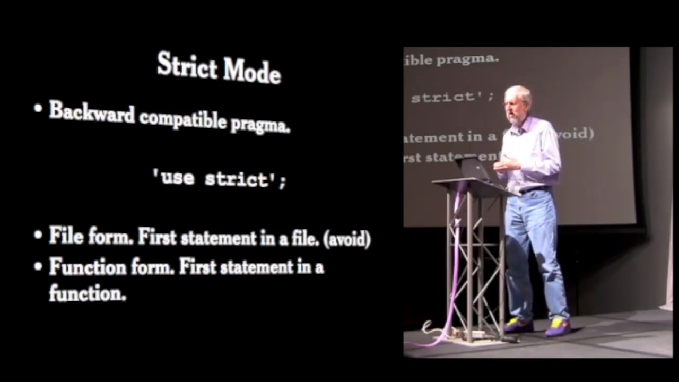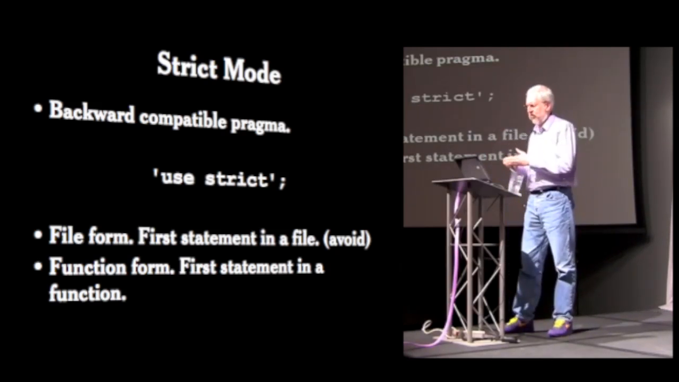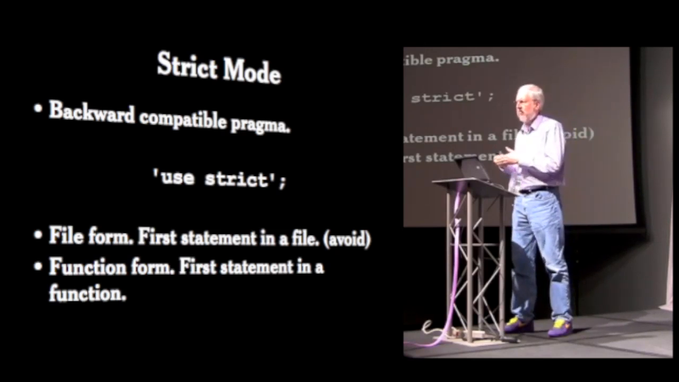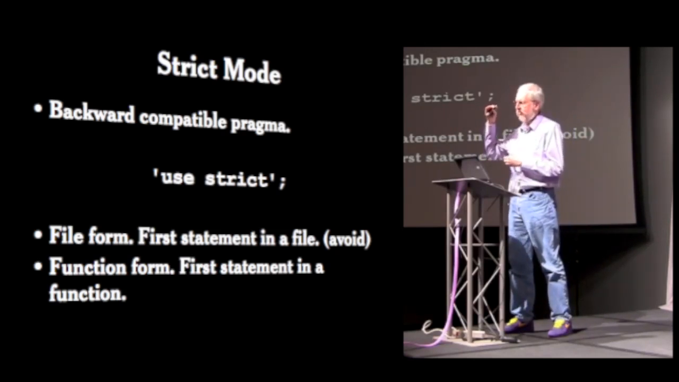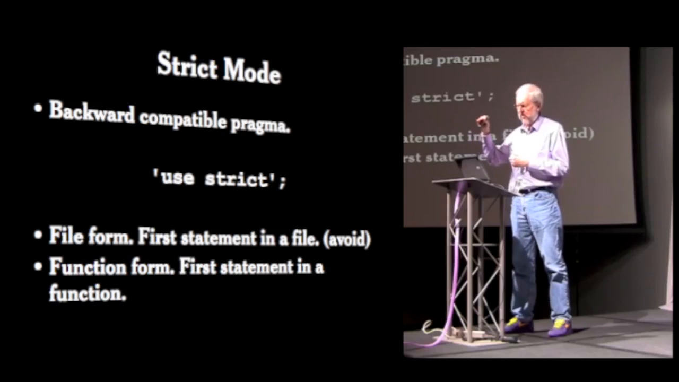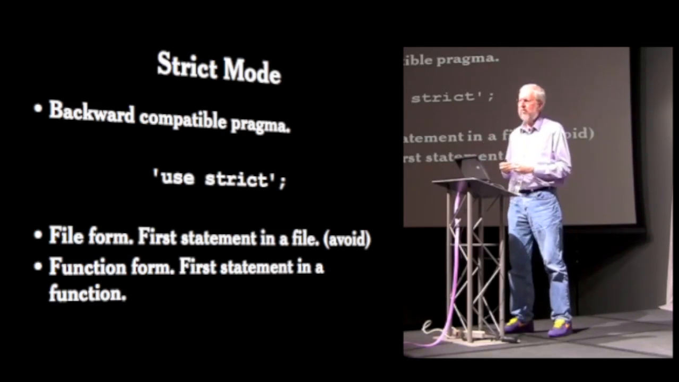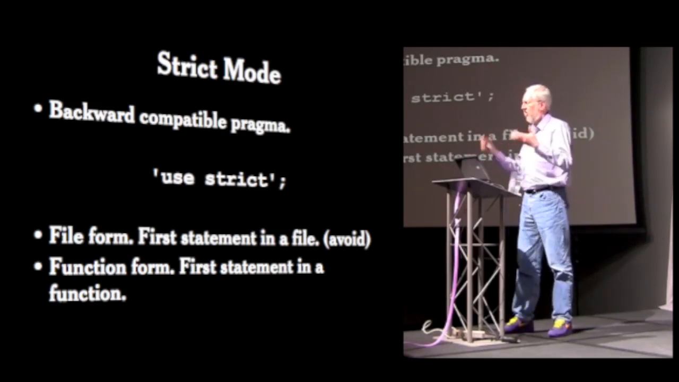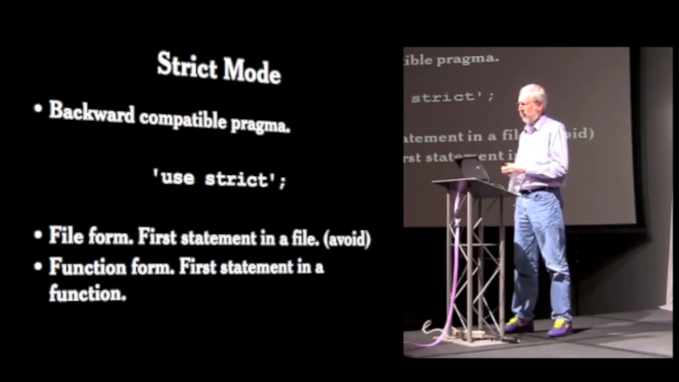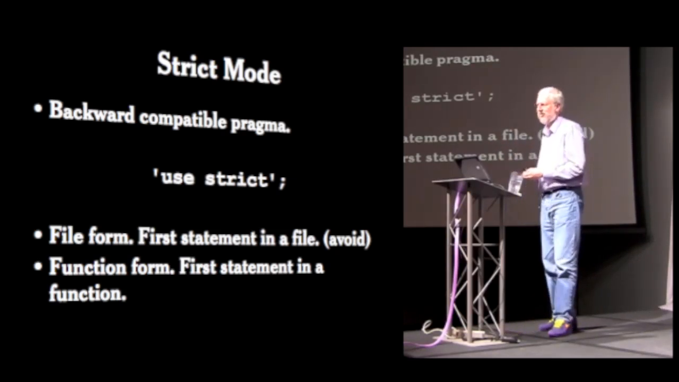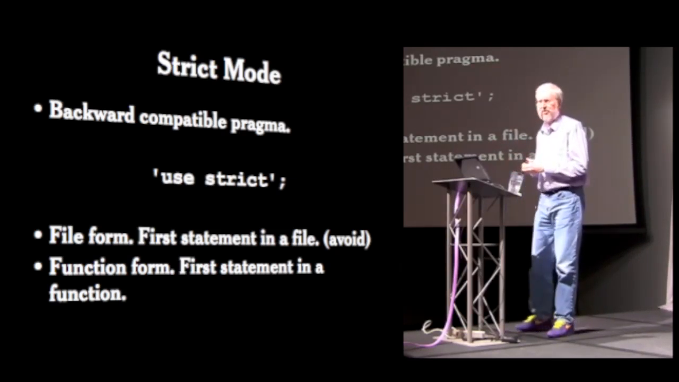So there are two forms of it. There's the file form and there's the function form. The file form means that "use strict" is the first statement in the file, and function form means it's the first statement of a function. I highly recommend using the function form and not the file form. And the reason for that is basically Steve Souders. It's because of Steve Souders that you shouldn't use the file form.